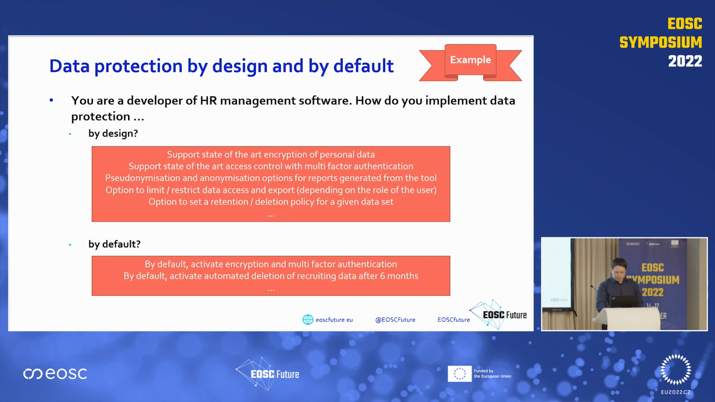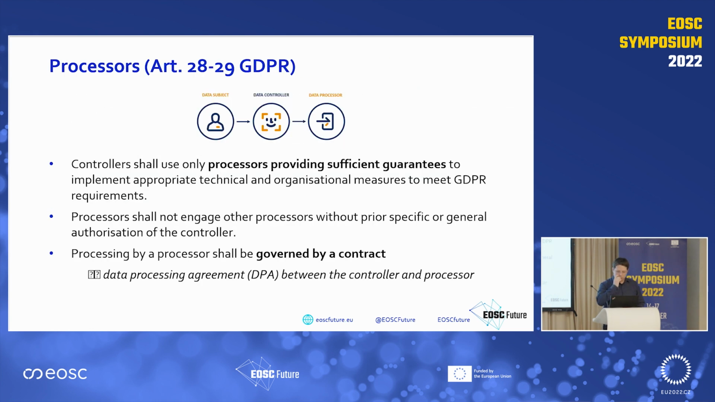Okay, let's have a look. We have talked about this model. You remember from the beginning, you have a data subject, a data controller, and maybe a data processor. It is important that in these kinds of situations, controllers shall only use processors providing sufficient guarantees to implement appropriate technical and organizational measures to meet GDPR. And usually this is governed by a contract, and this contract is called a data processing agreement. Have you ever heard of this?